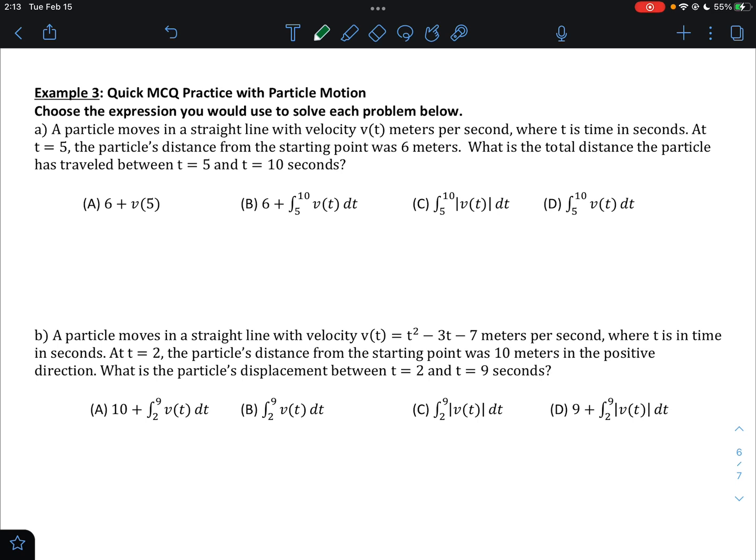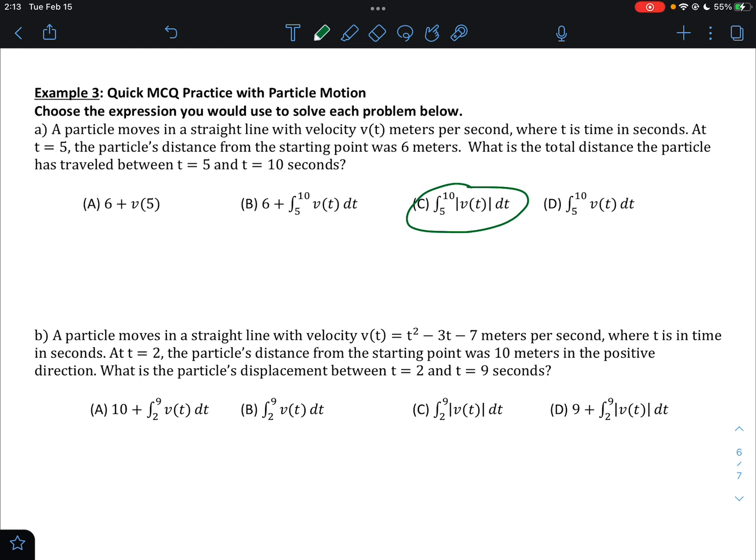Okay, so total distance traveled is the absolute value of velocity. And that's pretty much all we need here to know, because there's only one of these that has the absolute value of velocity written down, and that would be C. Total distance from 5 to 10 would be the integral from 5 to 10 of the absolute value of velocity. As for A, I don't know what that would be representing.